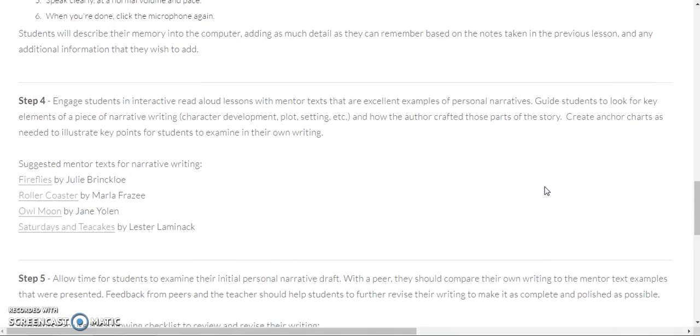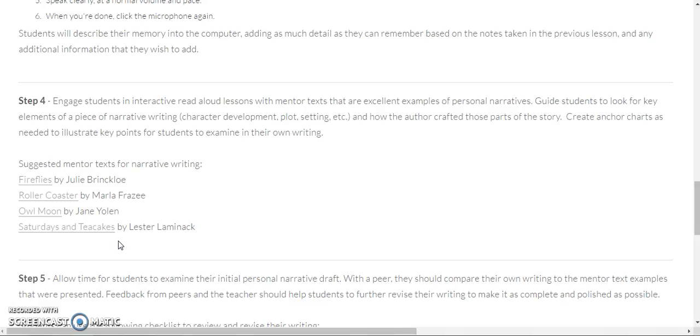After I had them do their rough draft into the computer, I would do some interactive read-alouds with them with mentor texts, and these are texts that I've used with my students, and they were really engaging for them. They enjoyed listening to them. But what I would really like them to focus on is those different elements of narrative writing in those read-alouds to see how a published author incorporated those different parts, and then think about how they could do that in their own story.